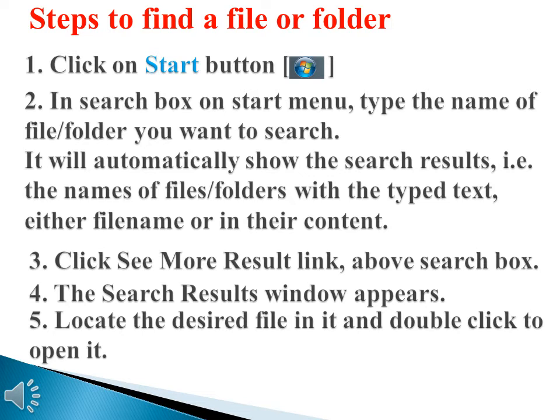Now at the bottom there will be a see more results link. If you click on see more results, then your search result will appear in a window. You can locate your desired file in it and then double click on it to open your file. So these are the different steps to find a file or a folder.